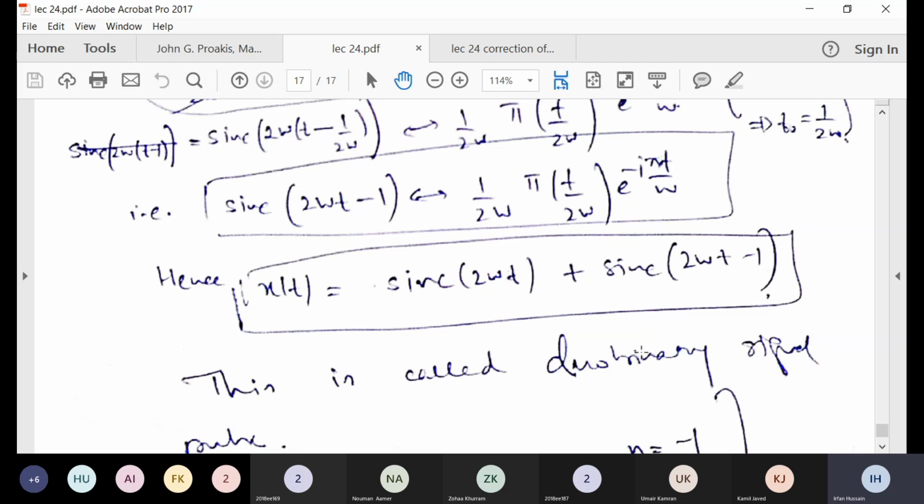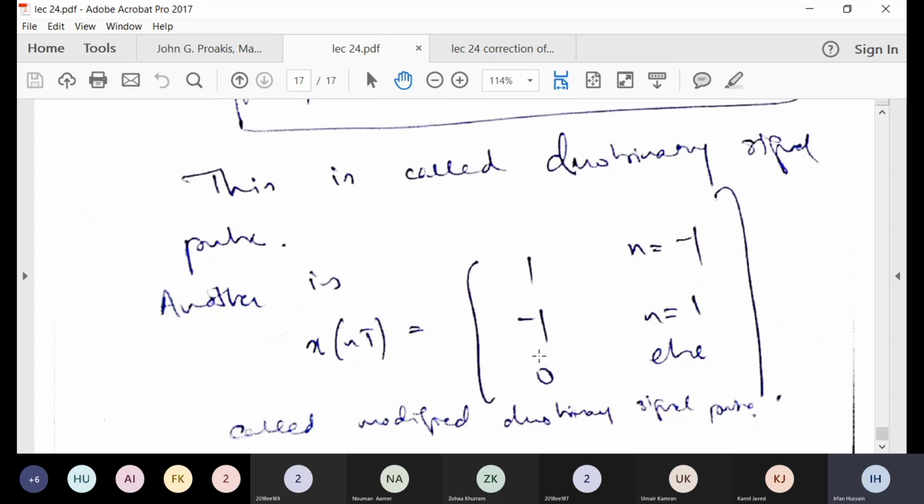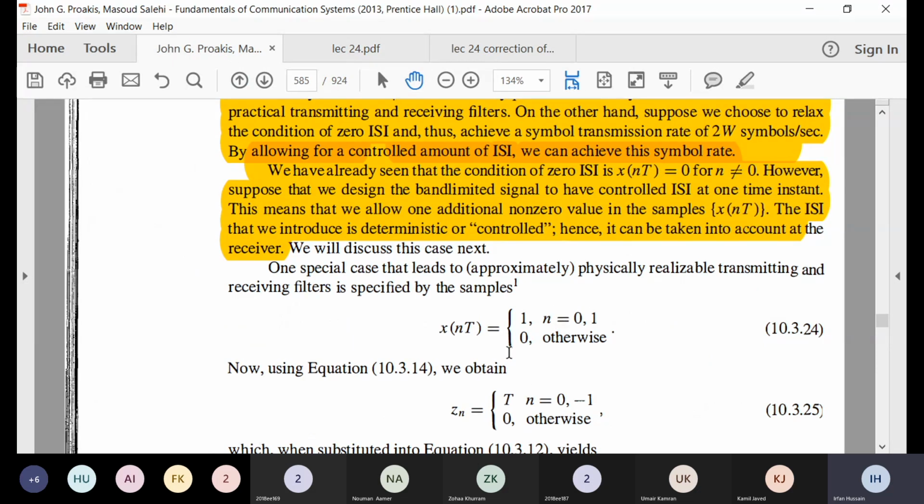This is also called the duobinary signal, where you have the condition that x(nT) is equal to 1 for n equal to 0 and n equal to 1. Another signal could be that you allow n equal to 1 and n equal to minus 1, because previously, for duobinary, it was n equal to 0 and n equal to minus 1. Here it is n equal to minus 1 and n equal to 1, and this is called the modified duobinary signal. You can see this here.